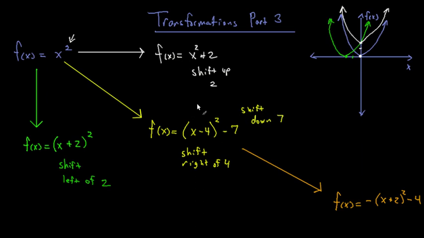From seeing this vertex form of the equation, we can actually do the work without ever having to graph the problem. So we can say shift right 4, so 1, 2, 3, 4, and shift down 7, 1, 2, 3, 4, 5, 6, 7. We'll intersect about right there, and we'll have some line that looks like this.